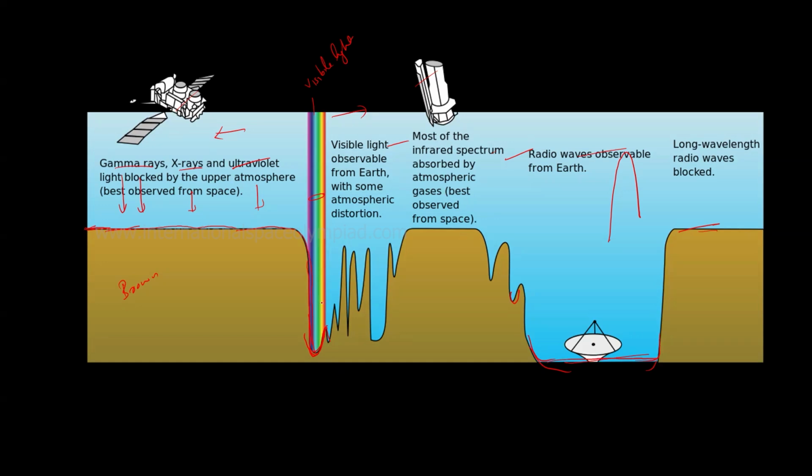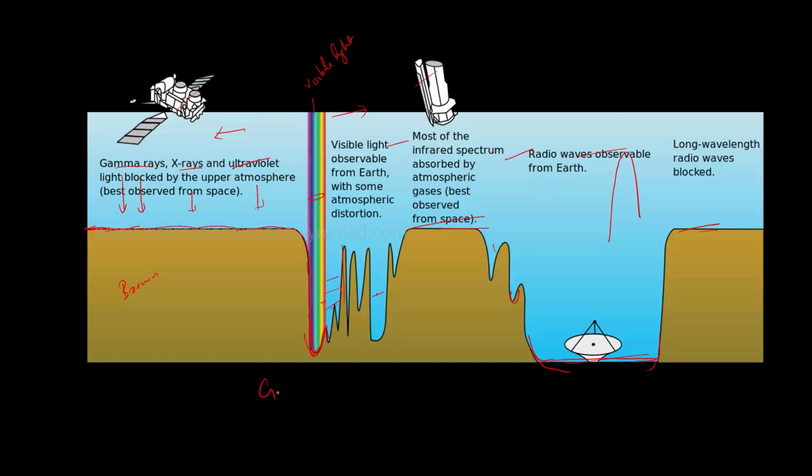Here you can see this is red. Beyond red, there is some infrared. So some amount of infrared is also allowed. And here some microwave, or maybe microwave comes here. Anyway, some part of the infrared is allowed, but most of the infrared is actually blocked. So what is the takeaway from this?